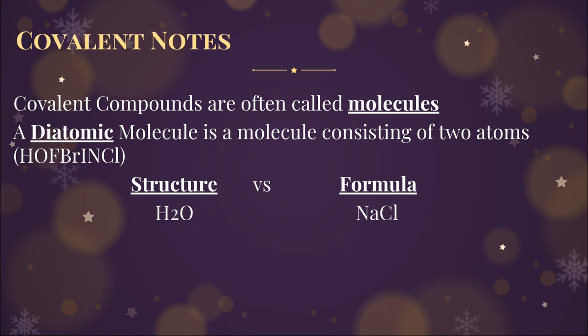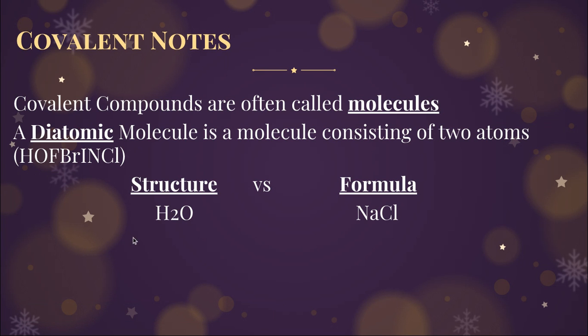One way that I like to remember that is HOFBrINCl. So hydrogen, oxygen, fluorine, bromine, iodine, nitrogen, and chlorine. There is another way called 7-on-7, but I'll teach that to you when we get back. You do have to memorize that, so make sure that you're finding a way to memorize it that's best for you.